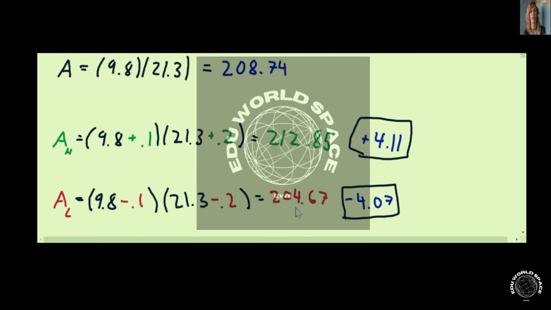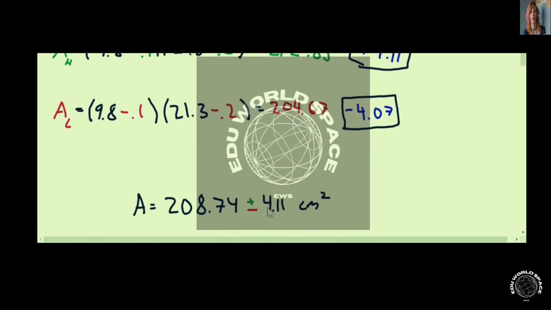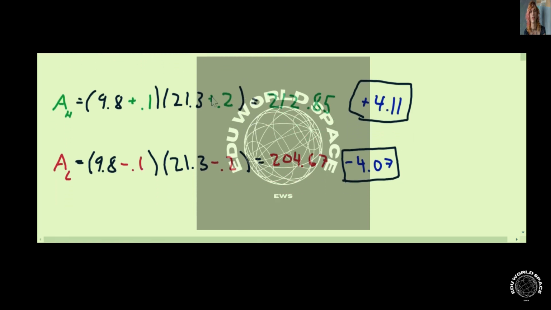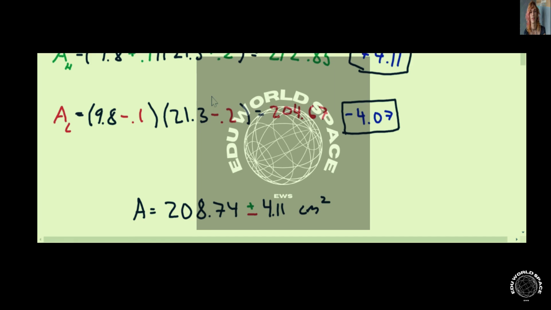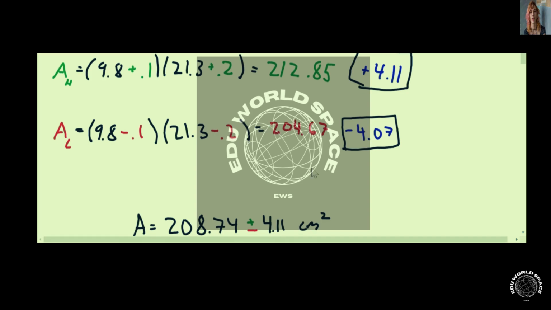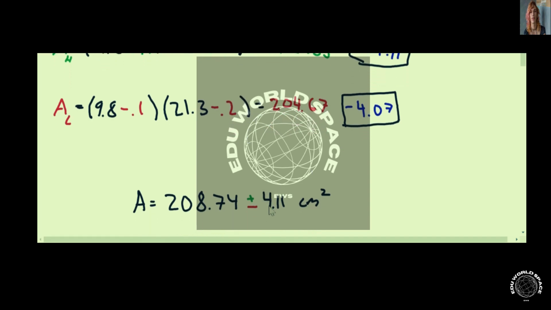So basically, at the very end we're going to say that we have 208.74, that original value without any uncertainty, and we're going to include the highest absolute value of the excess from our other calculations. Since 4.11 is higher than 4.07, that will be our plus or minus value for our uncertainty.